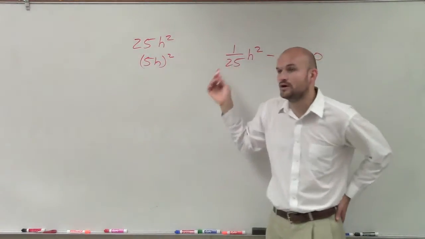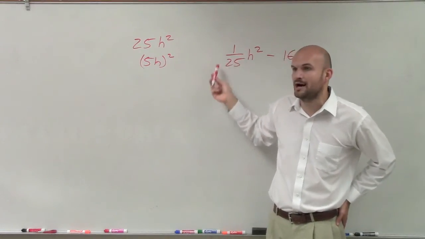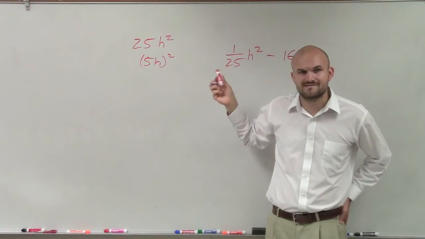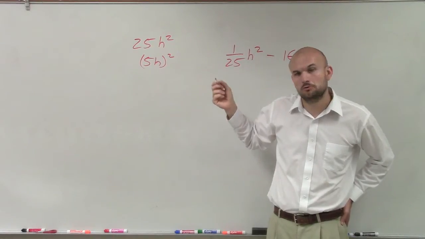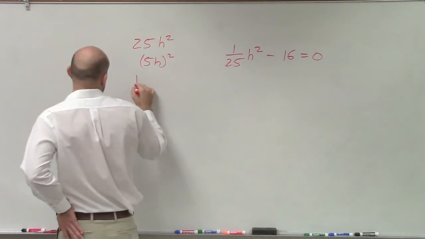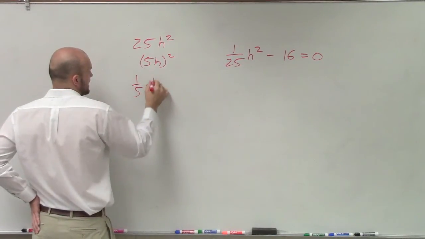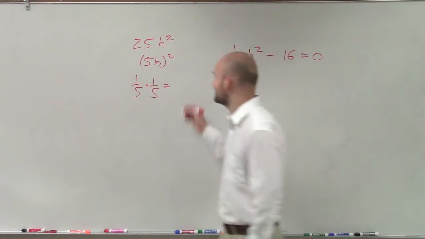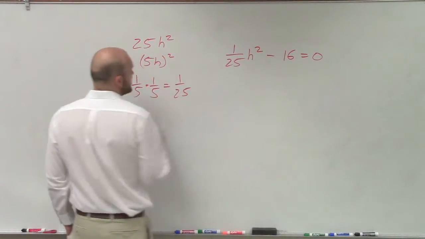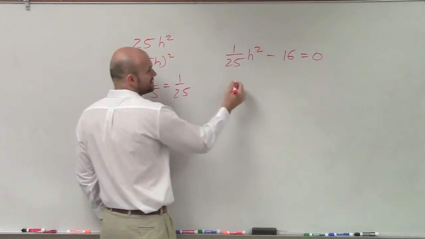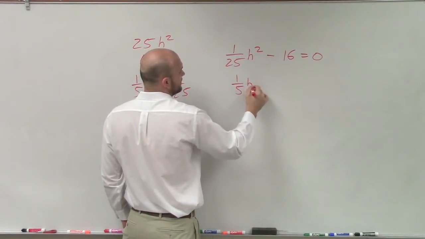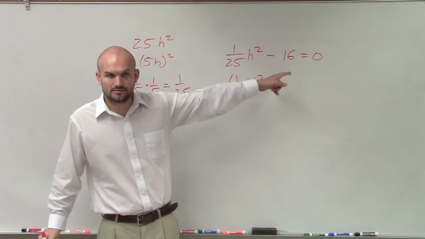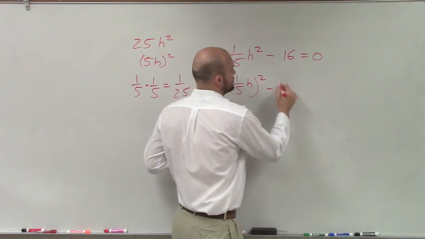Well, then if I have 1 over 25, what would I have to multiply by itself to get 1 over 25? Does anybody have any? Well, what about if I did this? 1/5 times 1/5. What do you guys think that equals? 1 over 25, right? So, yes, I can rewrite this as 1 over 5h squared. And then is this a squared number as well? Yes, minus 4 squared.